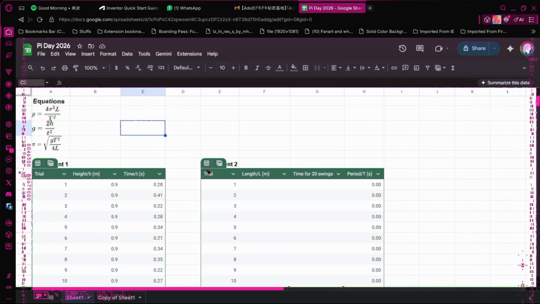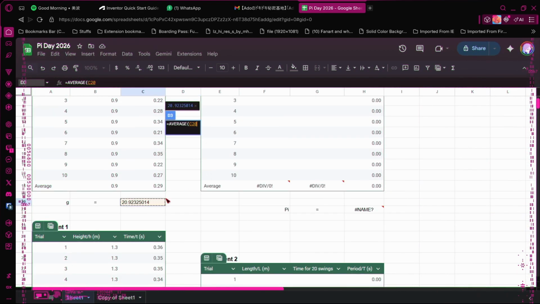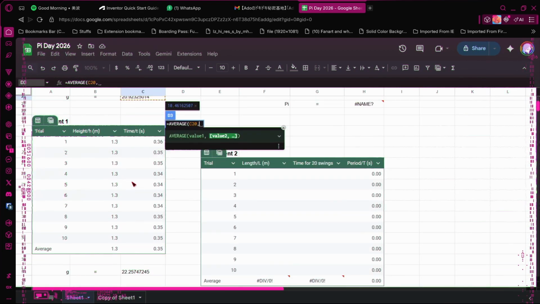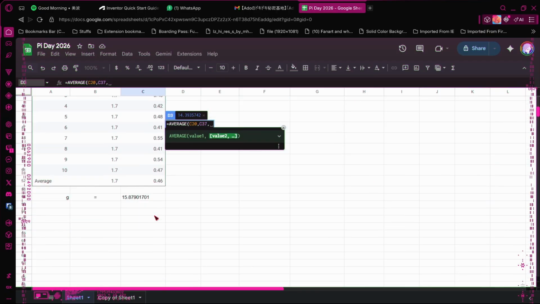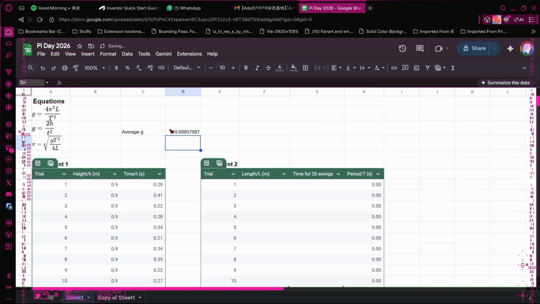So for now, let's find the average value of g, which is going to be the average of these three values. There we go. And that gives us 19.68. So there we have it, guys. There we have it, chat. I guess thanks for watching. We have found gravity. The value of g is equal to 19.68.